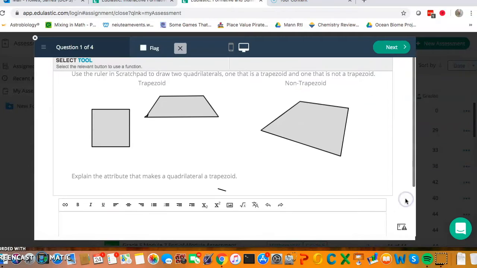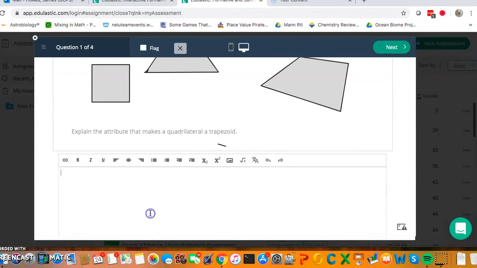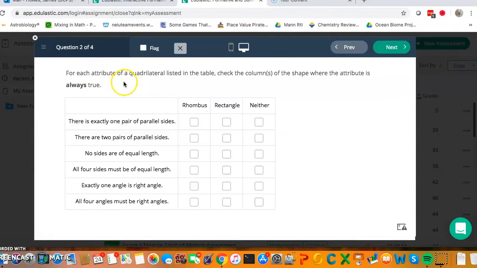I just got to explain the attribute that makes a quadrilateral a trapezoid. For each attribute of a quadrilateral listed in the table, check the columns of the shape where the attribute is always true. So it's got to always be true, not sometimes true. So there's exactly one pair of parallel sides. Well, I know a rhombus and a rectangle do have parallel sides, but they both have two sets of parallel sides. So this is exactly one, and it's got to be always true. It's never true for either, so that's neither.